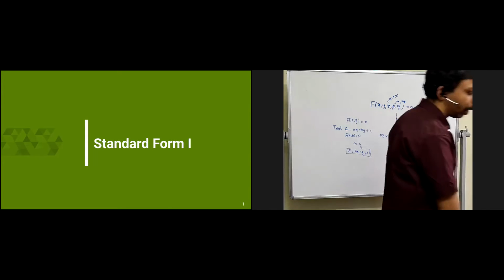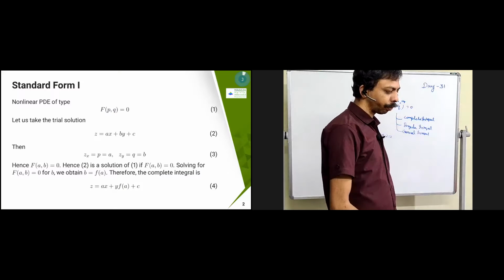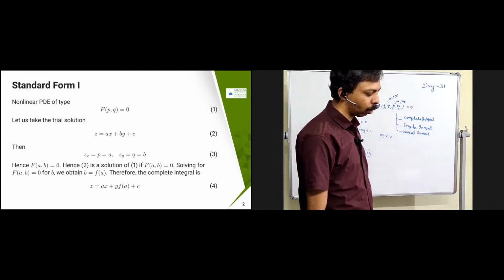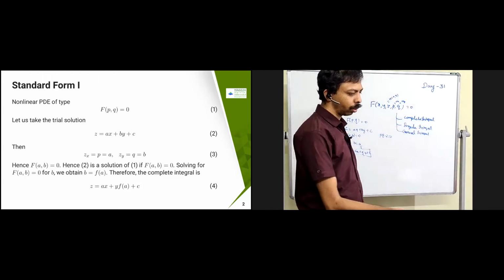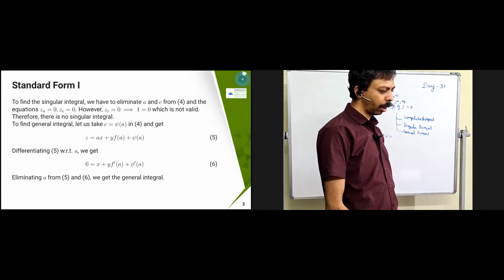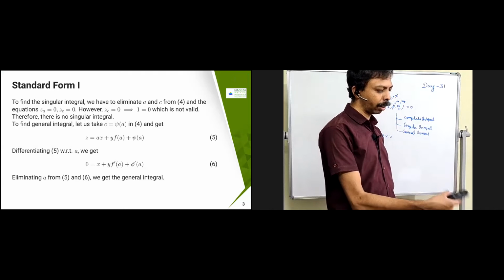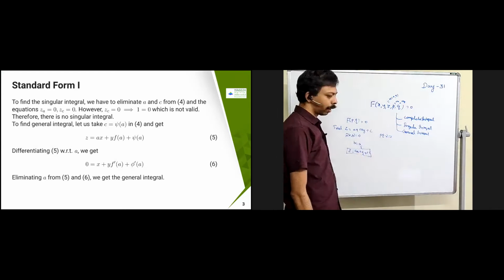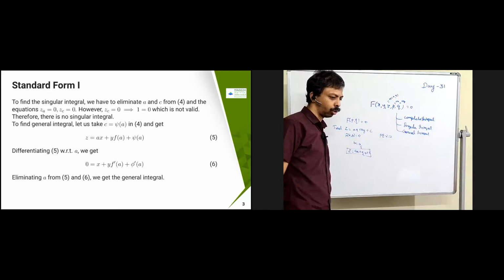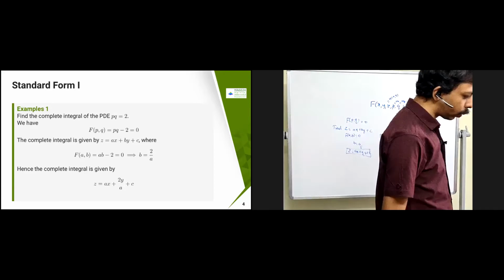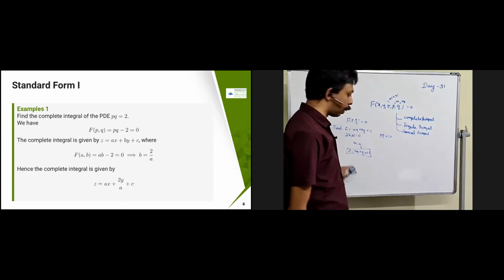So this is the one which we have seen yesterday, standard form. So f of a we have found, and then we have solved this one. Okay, so this is the one. For the general integral, you need to assume that c is equal to some psi of a. Okay, psi of a, and then you have to solve this problem. So that's what we did. So the complete integral for this problem is this one.